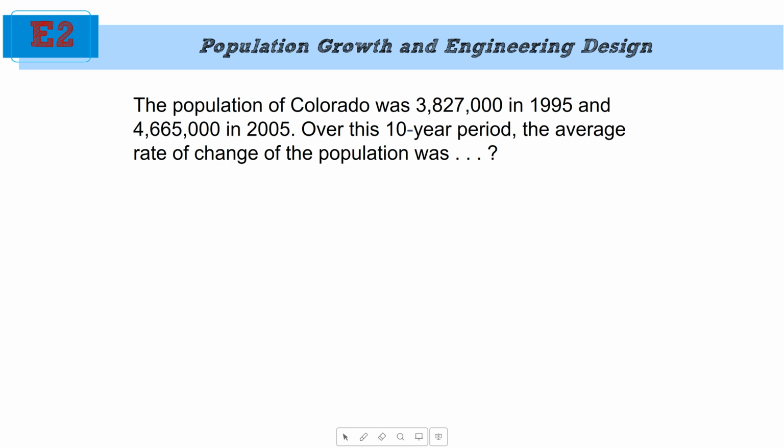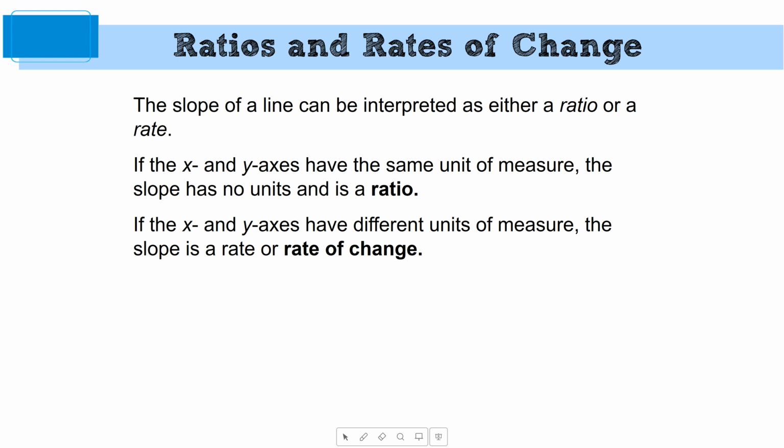So now we got Colorado. Did I go too fast? Sorry. All you got to do is say something. All it requires is I just click a button and go back. Okay, good? Are you writing every word on there? Don't do that. Summarize. Ratio, same units. Rate of change, different units.